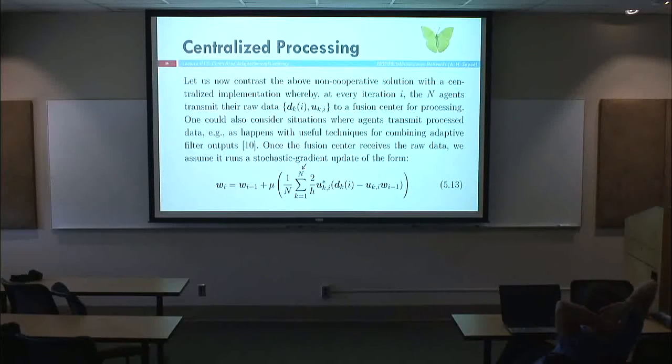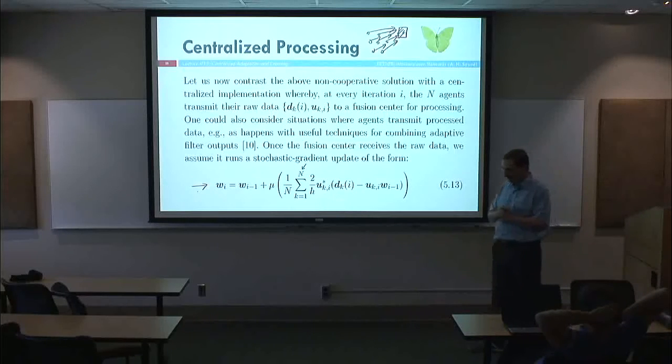So what kind of an algorithm does this? These are the nodes, and this is the fusion center somewhere here. They send their data, that's all they do, the D's and U's. And this location is going to run this centralized algorithm.